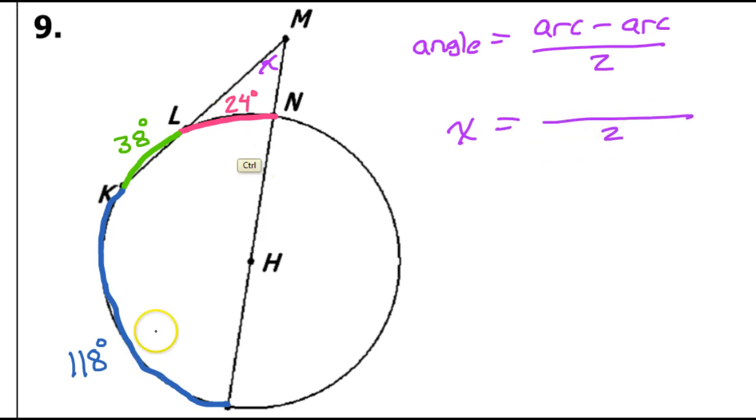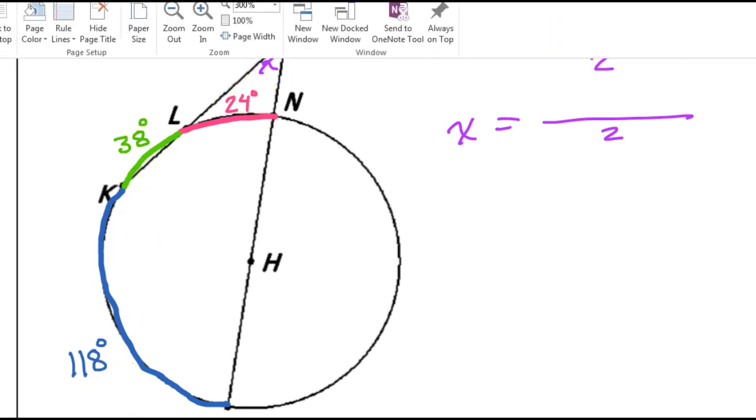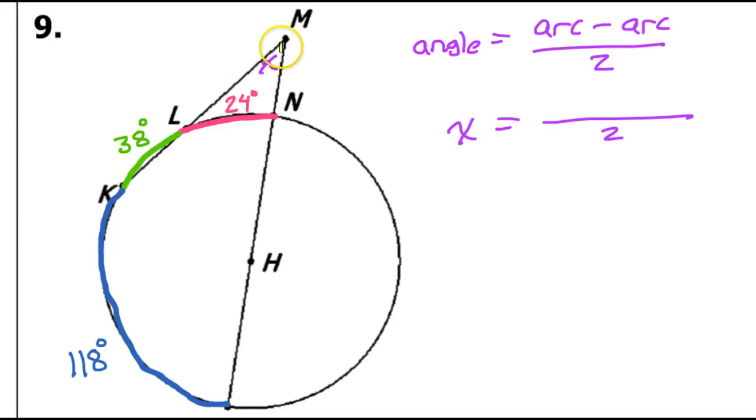I have 3 arcs. How do I know which are the 2 I'm supposed to be using? Do I use 38 and 24? Do I use 118 and 38? Or do I use 118 and 24? Well, they have to be the arcs that are inside of the angle. So can you see that the angle goes like this and like this? So which 2 arcs are inside that angle? That's the 118 and the 24. The 38 is outside the angle, so we do not use the 38.